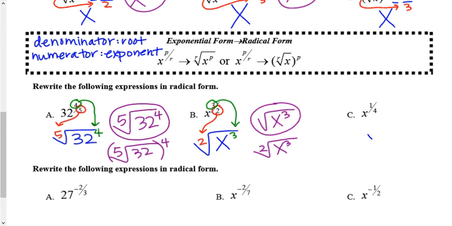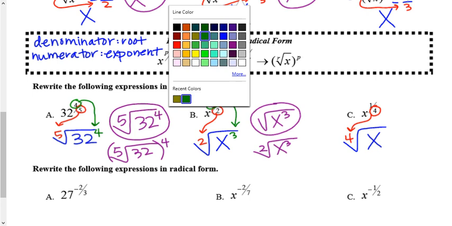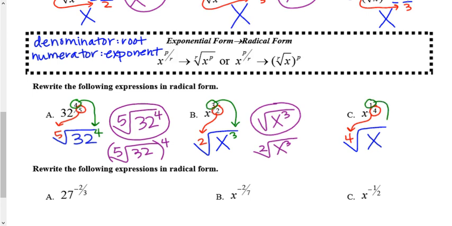C, I'm going to write my base, and I'll write a radical. So my denominator is 4. I'm going to bring that 4 down. That becomes my root. And then my numerator, which is 1, that becomes my exponent. Now you can write 1 if you want, but we all know that there's always going to be an invisible 1 outside of an x, because x to the first power is just x. So you can write this as the 4th root of x, or you can put the 4th root of x to the first power. Does not matter. They mean the same thing.